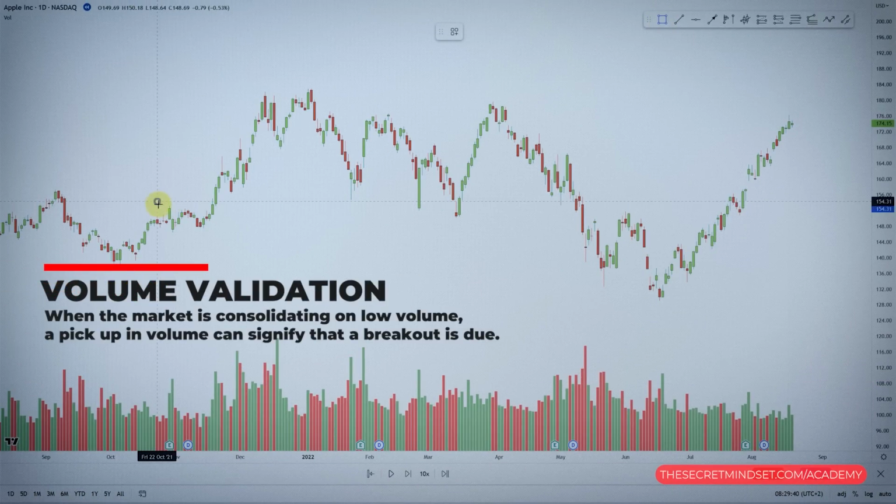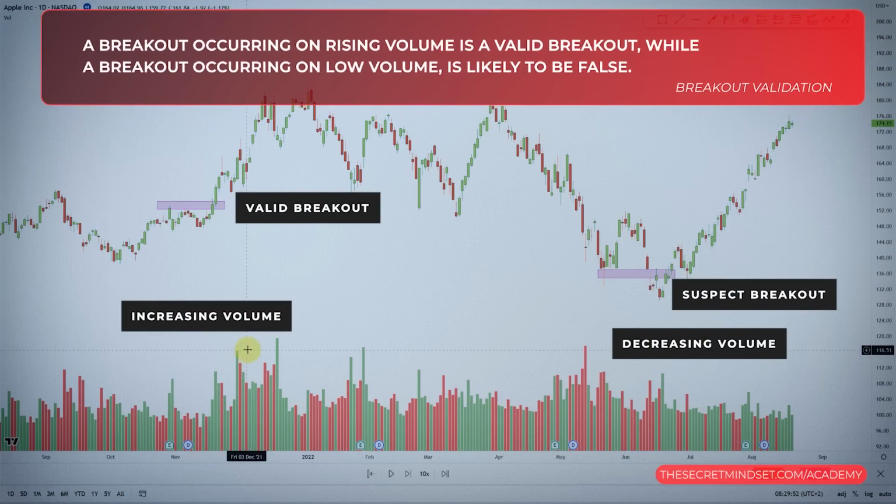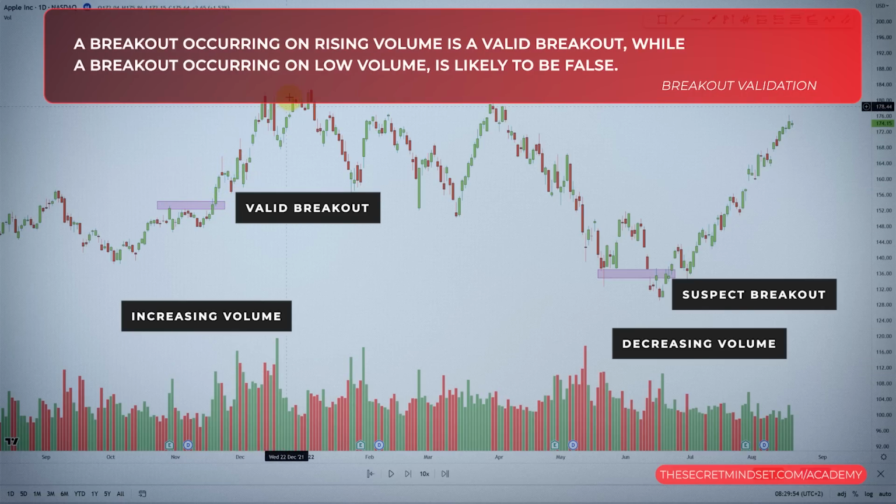Volume can help to validate all kinds of breakouts. When the market is consolidating on low volume, a pickup in volume can signify that a breakout is due. A breakout occurring on rising volume is a valid breakout, while a breakout that attracted no interest from traders, occurring on low volume, is likely to be false.